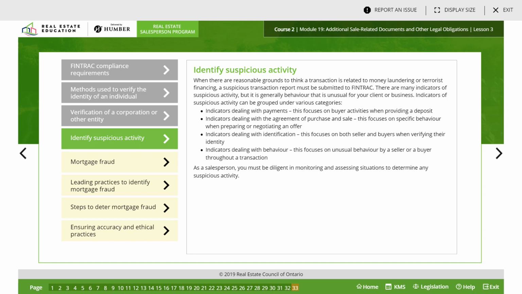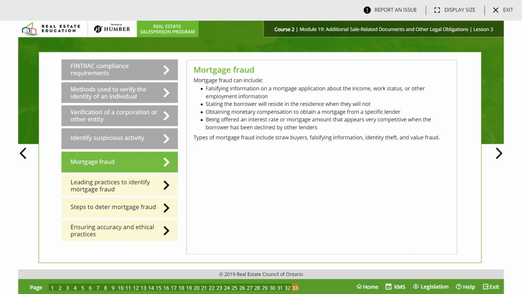Indicators dealing with payments. This focuses on buyers' activities when providing a deposit. Indicators dealing with the agreement of purchase and sale. This focuses on specific behavior when preparing or negotiating an offer. Indicators dealing with identification. This focuses on both sellers and buyers when verifying their identity. Indicators dealing with behavior. This focuses on unusual behavior by a seller or a buyer throughout a transaction. You must be diligent in monitoring and assessing situations to determine any suspicious activity.